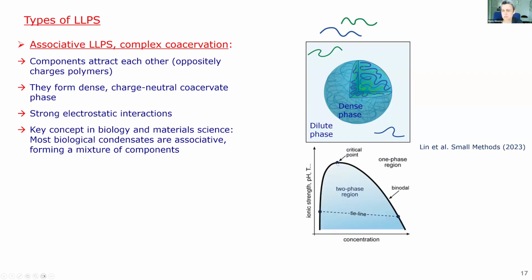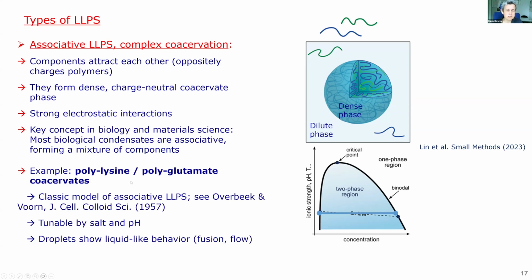The phase diagram can be represented like this. Typically, phase separation in this case might be triggered by changes in salt concentration or pH, and the tie lines are actually horizontal. There is a mistake in this publication, because you cannot have two phases at different temperatures, for example, one phase at one temperature and the other at another temperature. Examples are polylysine and polyglutamate coacervates, and this is a system that has been studied for a long time, already in 1957. It's tunable by salt and pH, and the coacervates show liquid-like behavior.